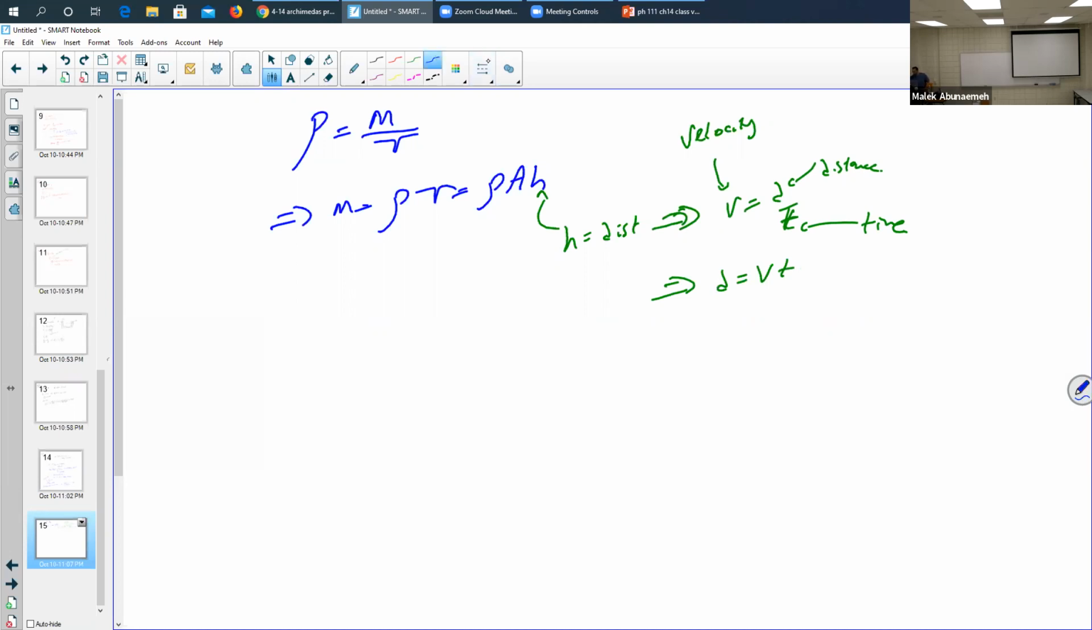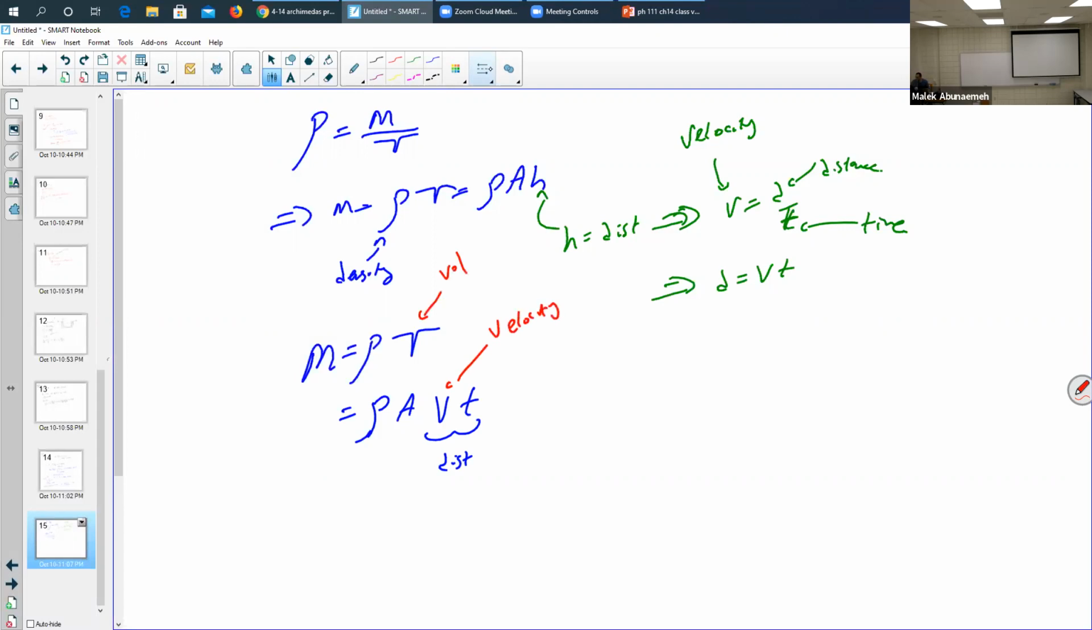That means your mass is going to equal your rho multiplied by your volume, which is, again, your rho multiplied by your area. Again, this is density. Multiplied by your velocity, multiplied by your time, which is your distance. And again, so you won't confuse it with the volume, that's velocity. And this is your volume.